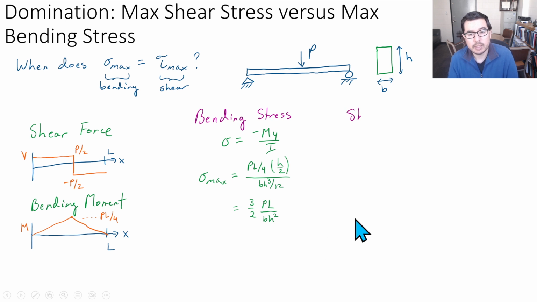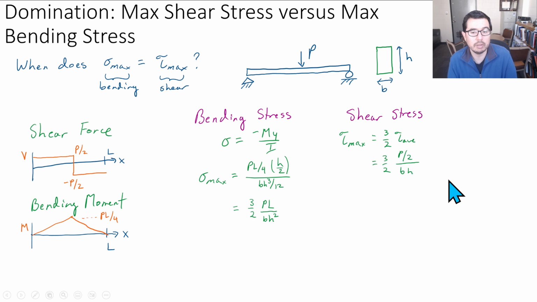The shear stress can be written simply as tau max equal to 3/2 times tau average, because we calculated it out. What is the shear force? The maximum shear force is P over 2, and the area is BH. So we can write that expression out like we see here, and this becomes 3/4 P over BH.